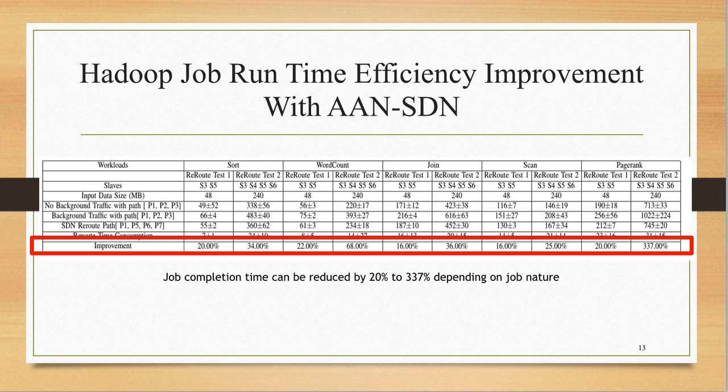This figure shows the job completion time reduction by using our AEN architecture. Based on the different job characteristics, we can reduce the running time by 20% to 300%. For example, for PageRank right here on the right side, the shuffle phase has over 200% more data compared with the input size. But using our AEN architecture, we can reduce the running time by almost 300%.